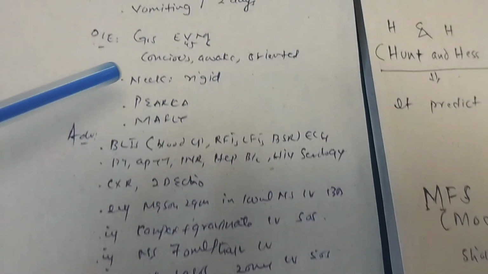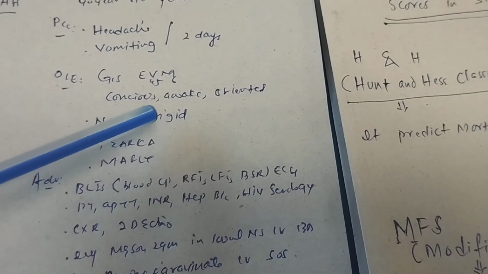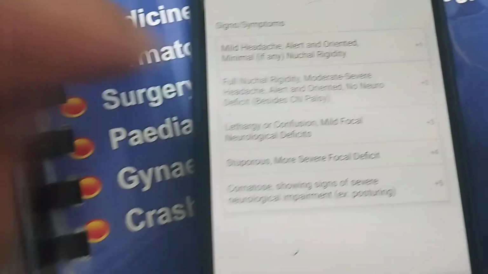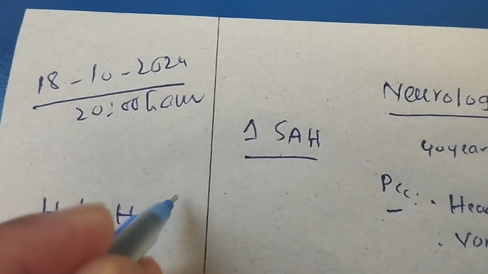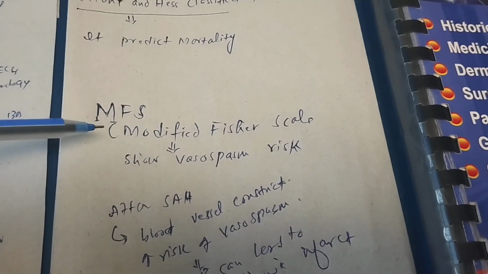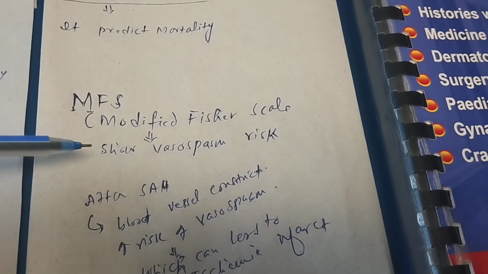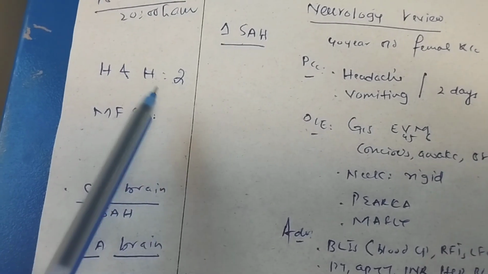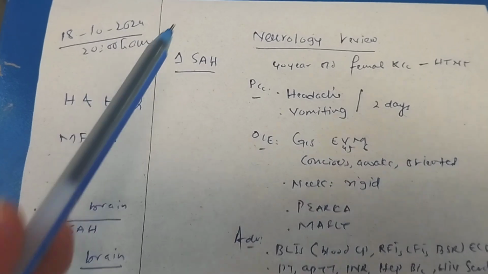Just look at what your patient is having. For my patient, the patient had a rigid neck and moderate headache, so the score is going to be 2. Here I am going to write the score 2. Now this was for the Hunt and Hess classification. Now let us talk about the MFS, the modified Fisher scale, which also shows us the vasospasm risk for this patient. We found HNH; now we have to find the MFS score for this patient.